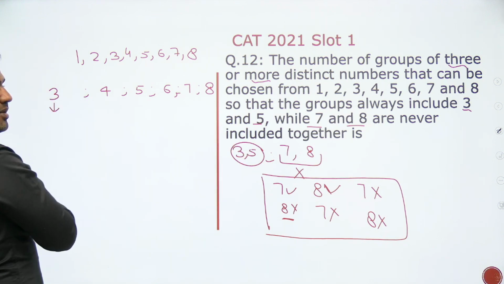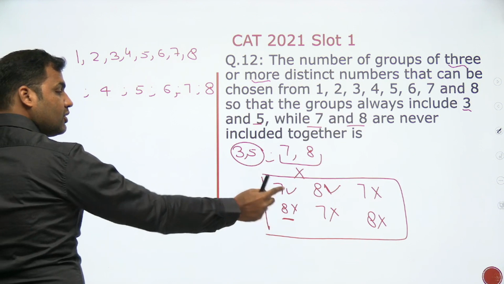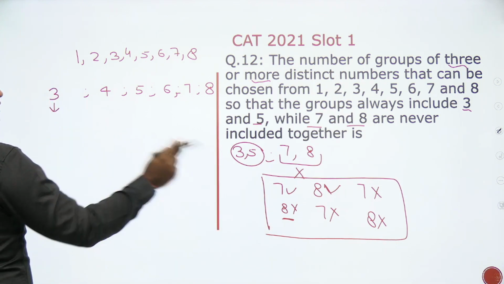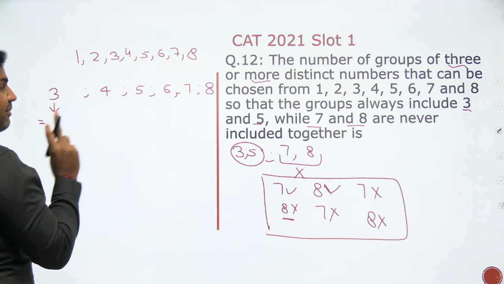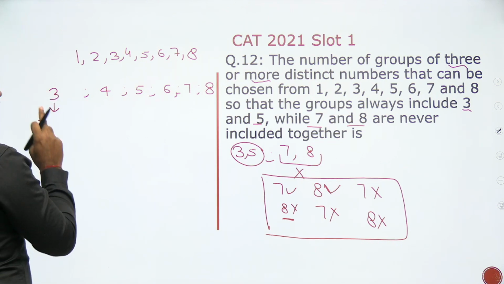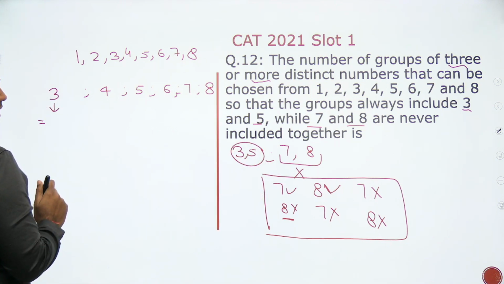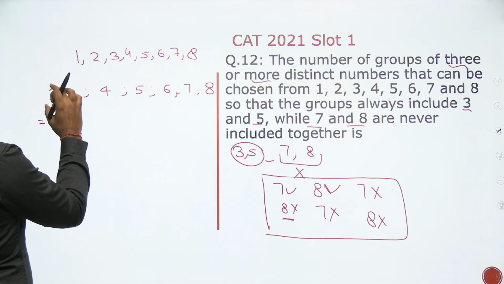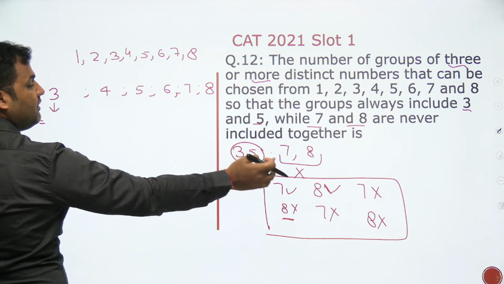Out of these 3 numbers that I'm supposed to select, 3 and 5 have to be selected, and I'm also selecting the number 7. That means the selection can happen only in one way, because all 3 numbers are already decided, right? So when I'm supposed to select three numbers, it can be done only in one way: 3, 5, and 7.